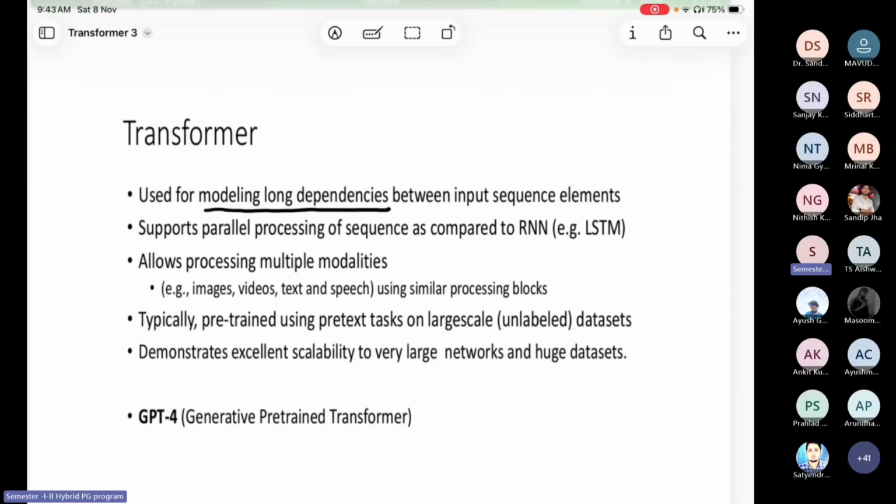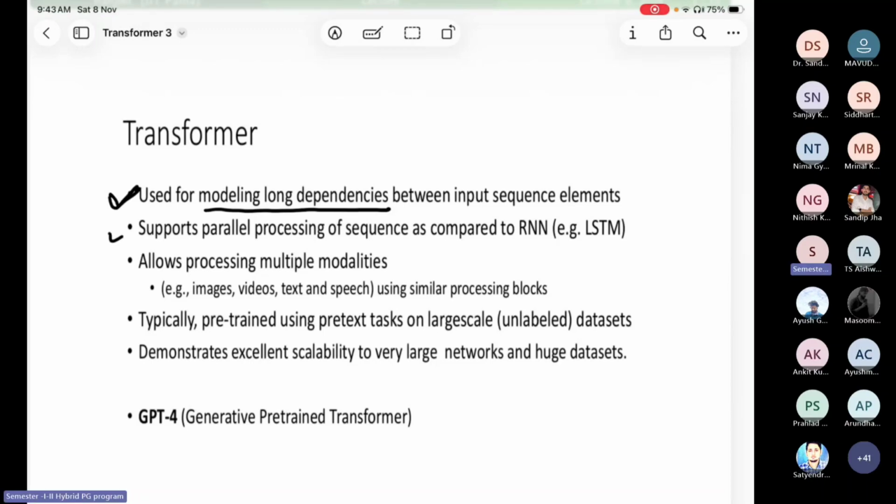You know that you have LSTM and RNN. LSTM claims that it will capture the long dependency, but still, it's not enough. Your transformer is giving even more. It's capturing even more long dependency. So that's one advantage of the transformer.